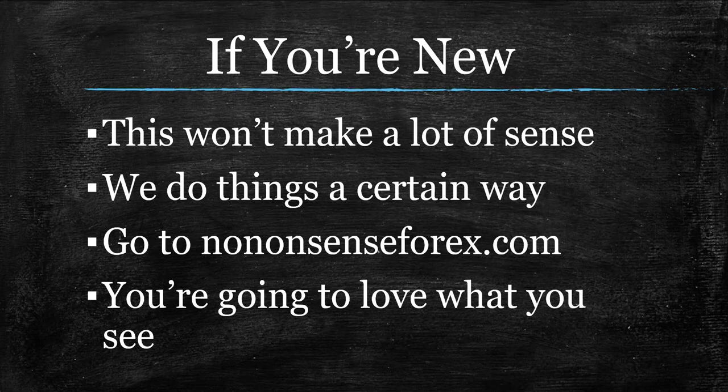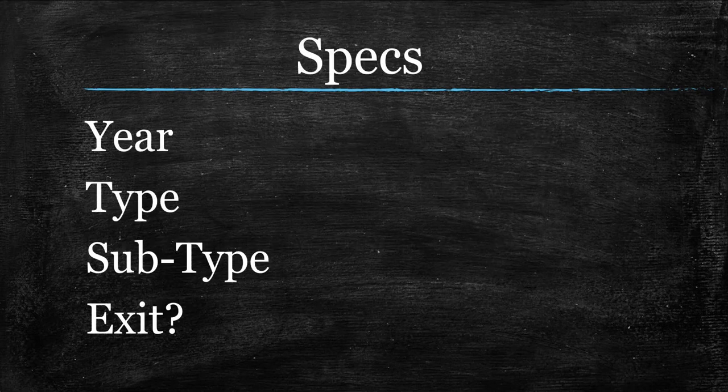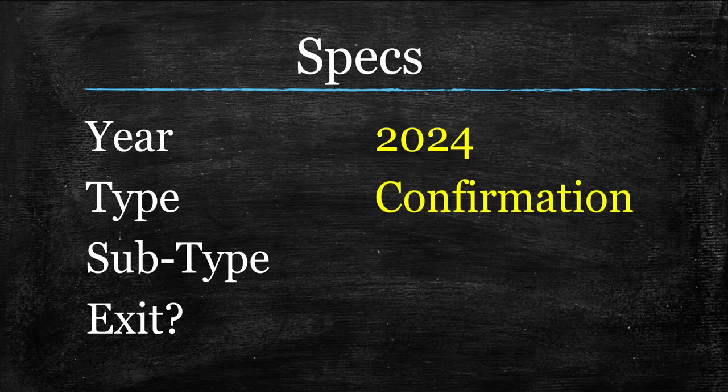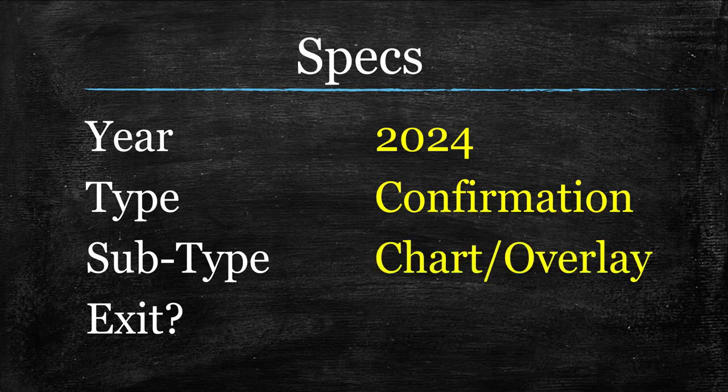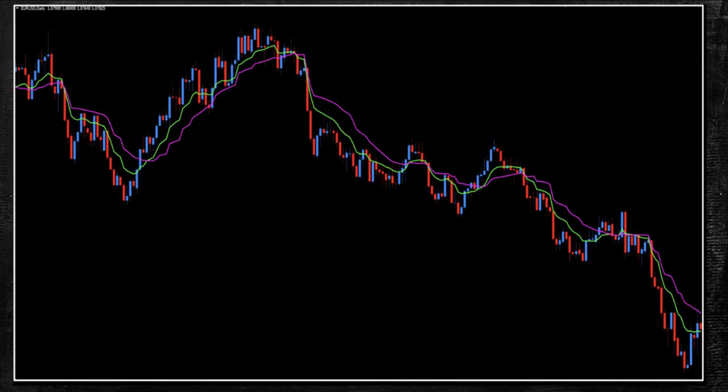But for those of you who are already there, let's go ahead and get into the specs of the Crossroads indicator. They actually put this together towards the end of last year. The type is going to be a confirmation indicator. Subtype is a type we have dealt with several times here on the Indicator Profile series before. We just don't do it too often. It's a chart overlay indicator. And as far as exits go, I think it could be a very, very good choice for an exit indicator. Let's go ahead and take a look at it.